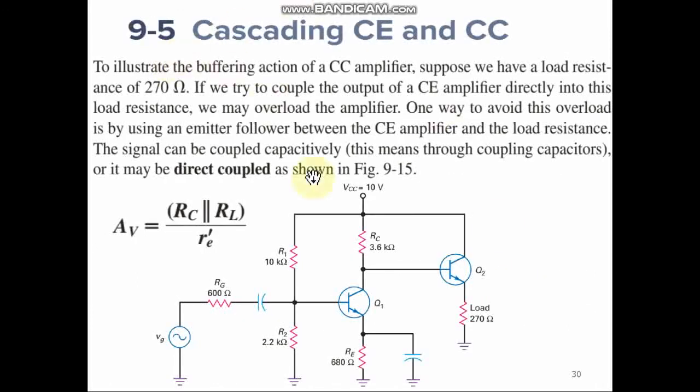whatever voltage gain is available here, that signal will be coupled to the CC amplifier. The CC amplifier has a voltage gain of 1, so the voltage will appear as it is, but it will allow this impedance matching, because if we connect the low impedance here, then the CE amplifier will overload. Instead of that, we are connecting CC, which provides a high input impedance, so that overload is avoided.